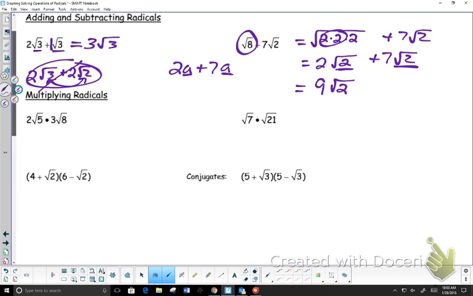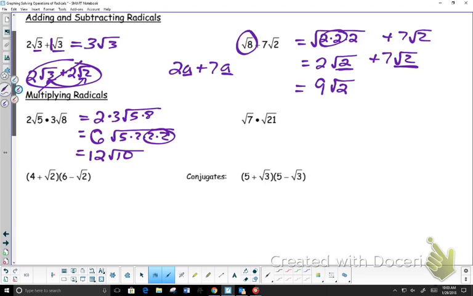Multiplying is a whole different thing. You just straight up multiply them. So this means 2 times 3, 5 times 8, which would give me 6. And then let's see, 5 times 8, well that would be 5 times 2 times 2 times 2, right? Those will come out. So I've got 12 with a 10 left on the inside of my radical, okay? 7 times 21 is the same thing as 7 times 21. Well, 21 is 7 times 3, which means a 7 will come out and the 3 has to stay inside, okay?